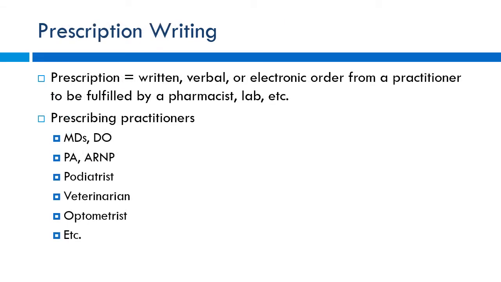Okay, so that's rational prescribing, going from diagnosis all the way to deciding what drugs are going to be best for them. Let's talk about prescription writing real quick. So what is a prescription? Basically, we're writing down something. It could be verbal, it could be an electronic order, but basically we're doing something. In this case, we're going to focus on drugs, but it's something being fulfilled by the pharmacist, right?